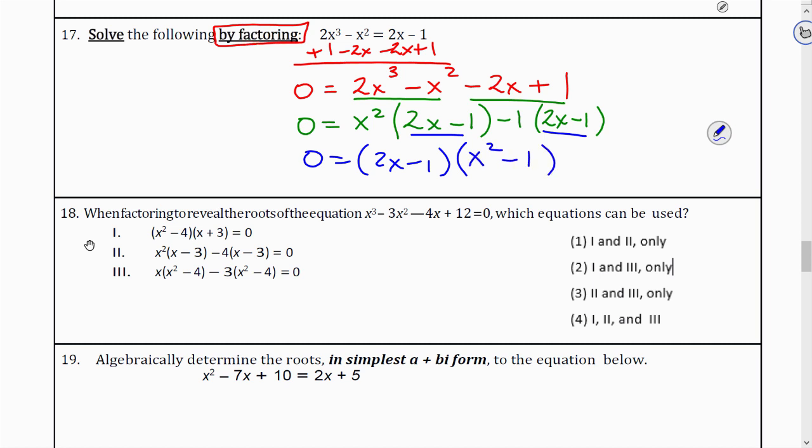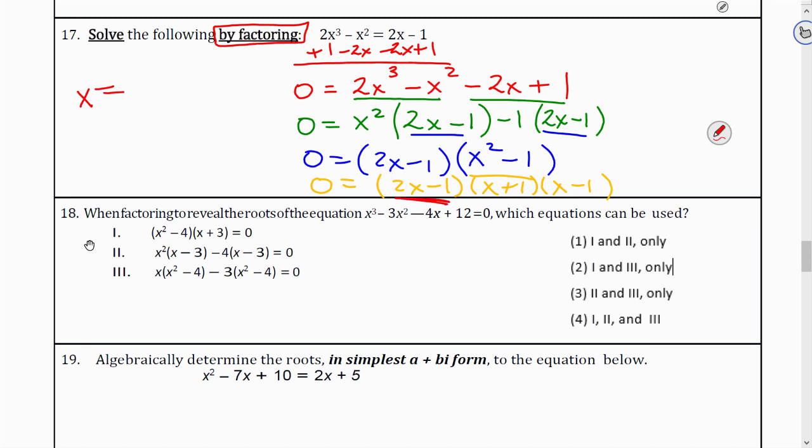Now I will also notice that x squared minus 1 is the difference of squares. So I can factor that one more time. So I have 2x minus 1, and then I have x plus 1, x minus 1. Now I use the zero product property and put each factor equal to 0.